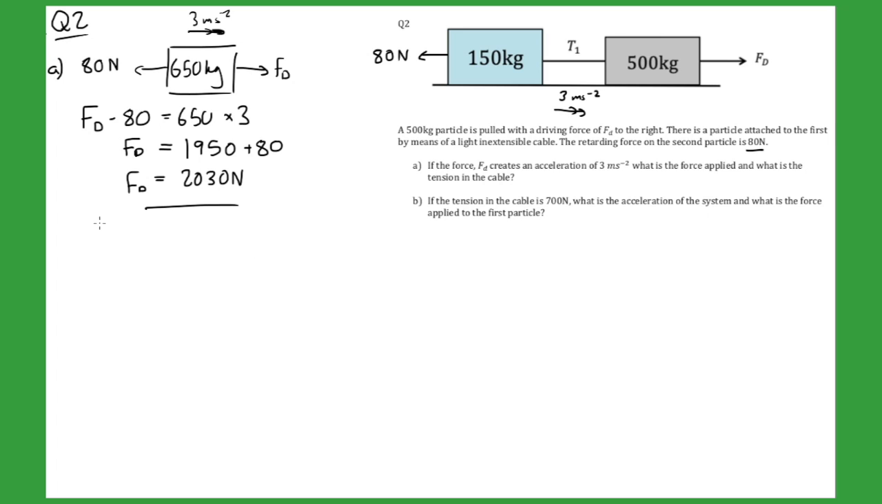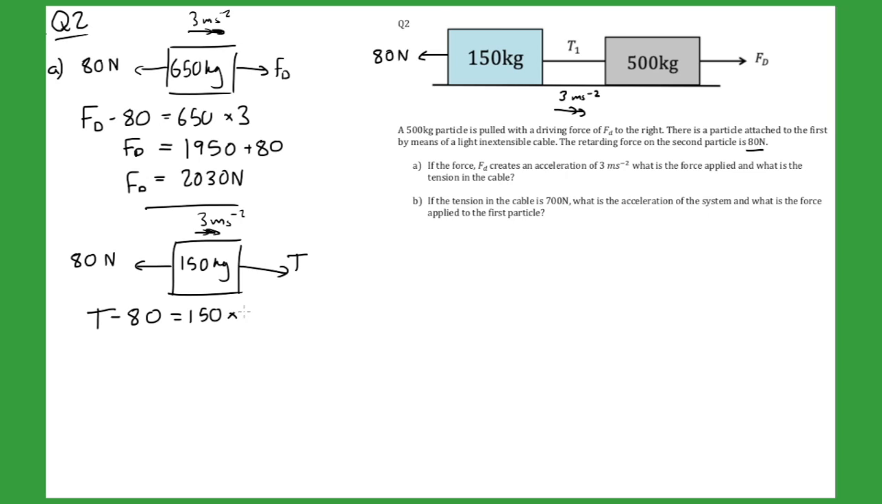Now, the tension in the cable, let's do exactly the same thing. Just draw the trailer, draw the second particle. We have a tension to the right. We have 80 newtons to the left. Its mass is 150, and the acceleration again is 3. So we do T minus 80 equals 150 times 3. And if I solve for T, I get 530 newtons.